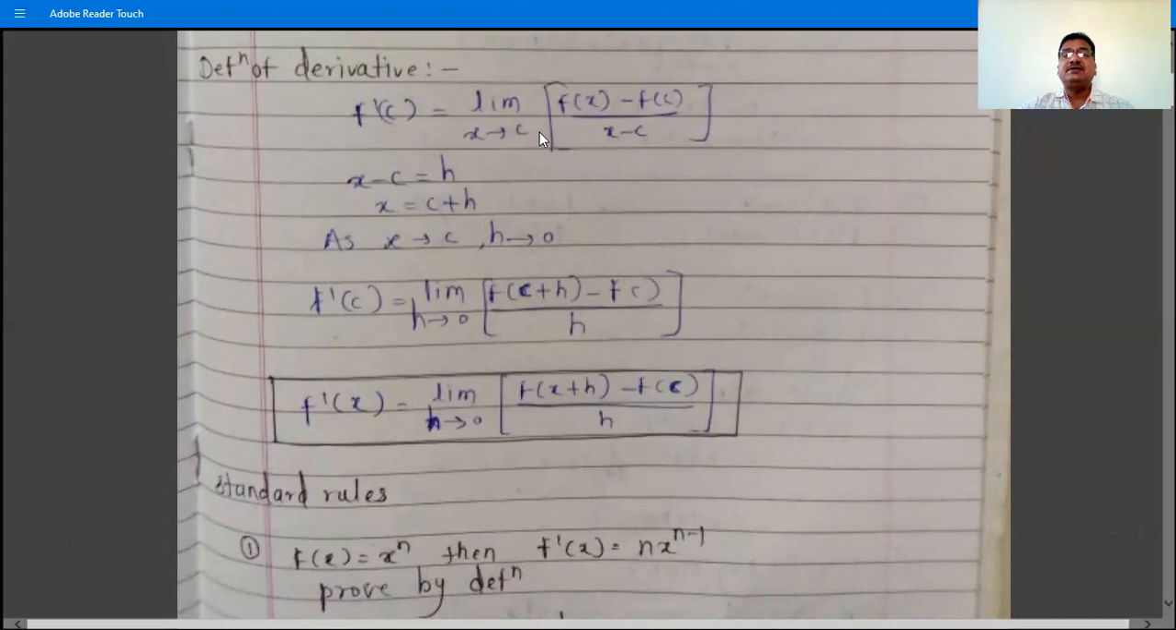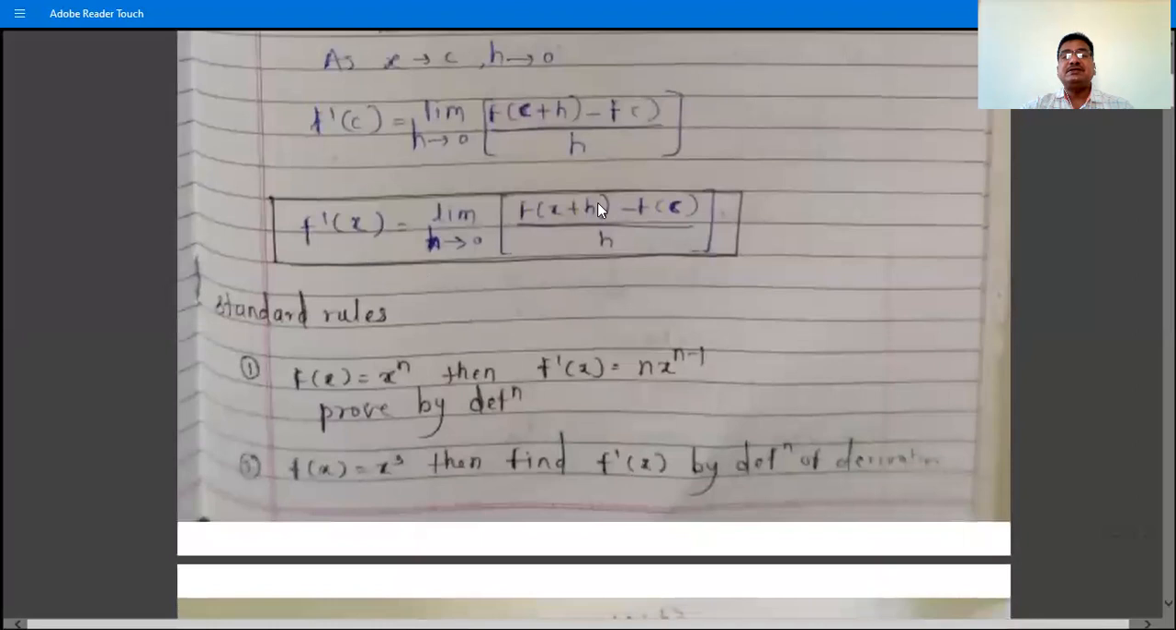f'(c) is limit x tends to c, (f(x) minus f(c)) divided by (x minus c). Or, f'(c) is equal to limit h tends to 0, (f(c plus h) minus f(c)) divided by h. Or if you replace c by x, then what do we have? f'(x) is what? Limit h tends to 0, (f(x plus h) minus f(x)) divided by h. So this is another form of the definition of differentiability.